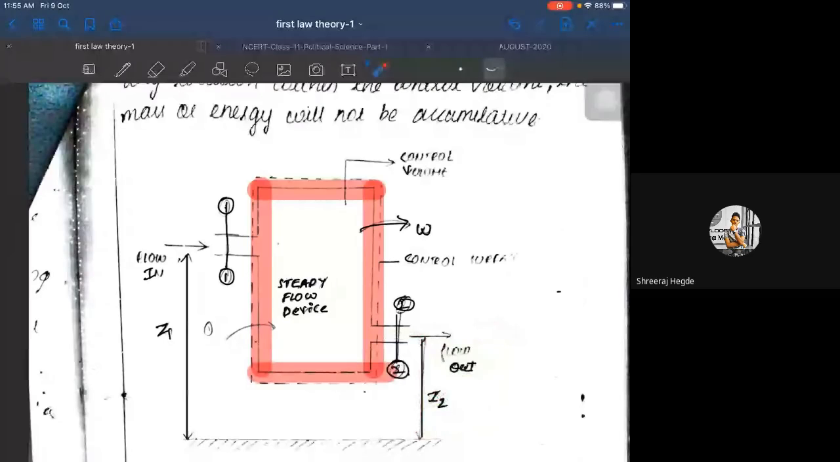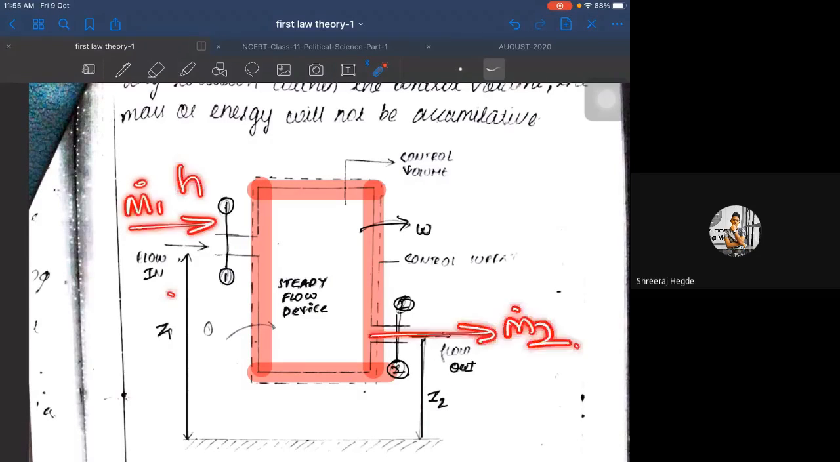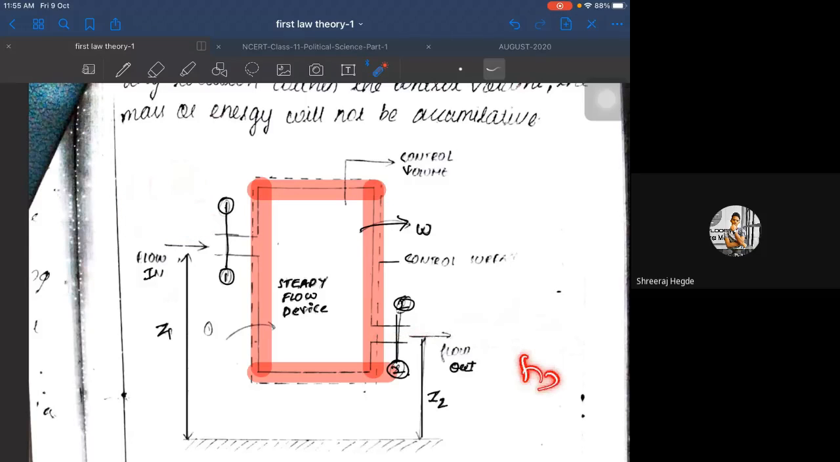Okay, so you can even write the same things. This is the mass flow rate at the inlet, and here is the mass flow rate at the outlet. Enthalpy at the inlet, enthalpy at the outlet. All other parameters you can define. Even the velocity with which it enters the system, I can take it as C1, and the velocity with which it leaves the system, I can take it as C2. All those parameters are mentioned here, you can just look into it.